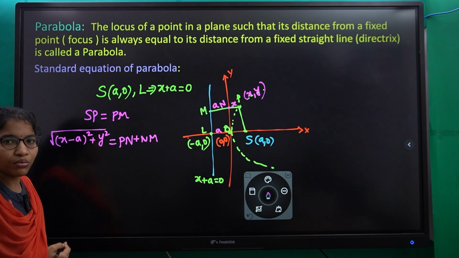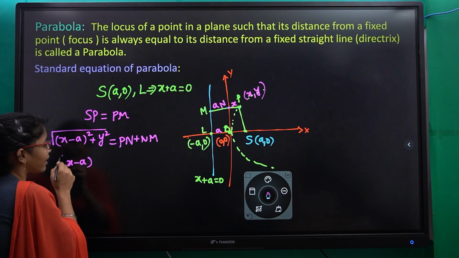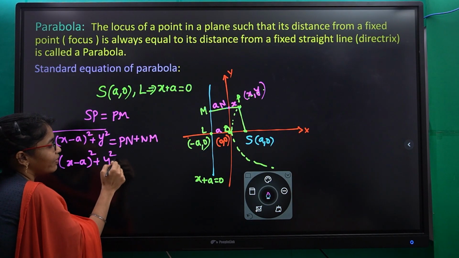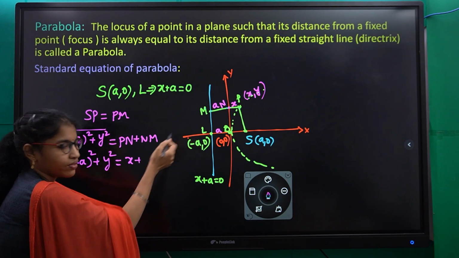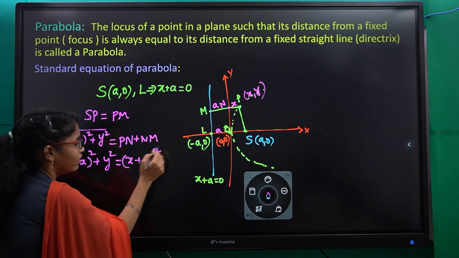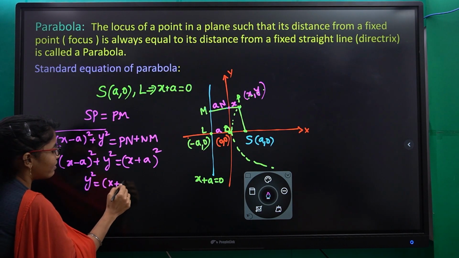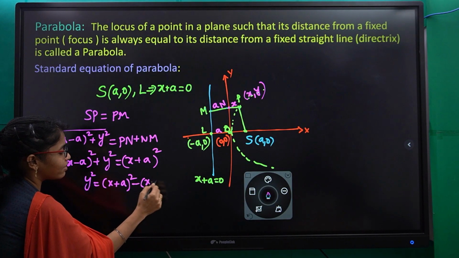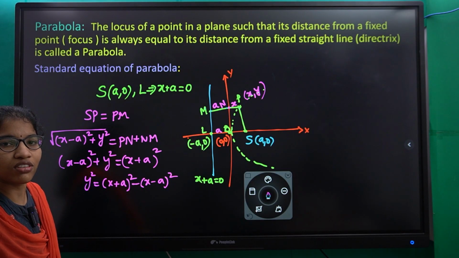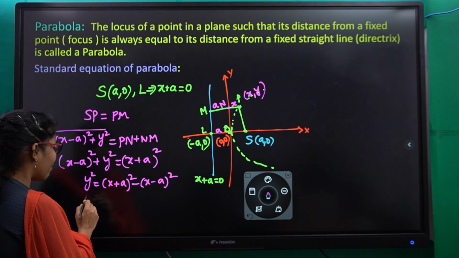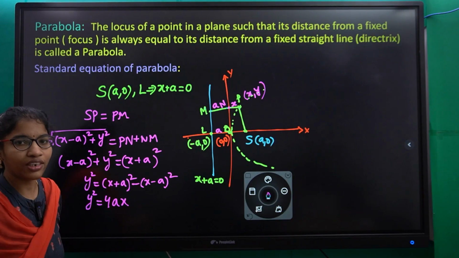So now do the squaring on both sides because I have the square root form. So what will you get here? (x minus a) whole square plus y square is equal to (x plus a) whole square. So from this, y square equals (x plus a) whole square minus (x minus a) whole square, or not? (a plus b) whole square minus (a minus b) whole square is nothing but 4ab. So from this I can write y square equals 4ax, right?